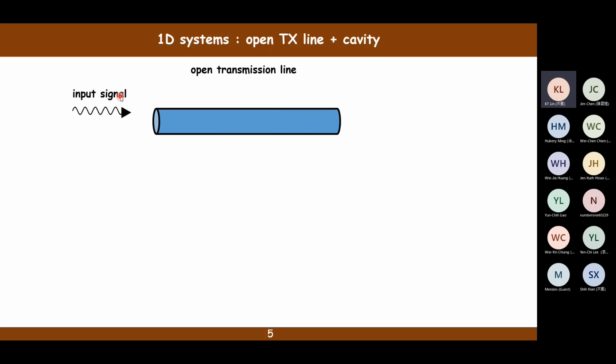Suppose the signal comes from the left-hand side, and then we can measure the corresponding transmitted signal from the right-hand side. And as we know, it's a transmission line supporting a traveling wave. This means that the wave can go from left to right, and the wave function has the form of a cosine function.